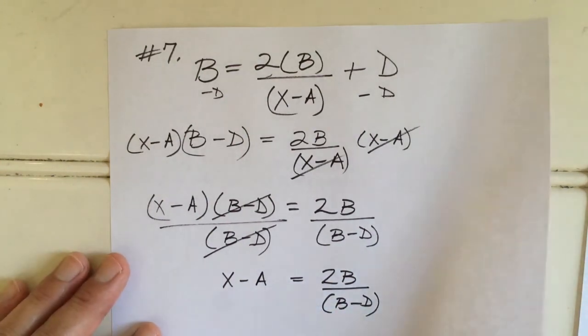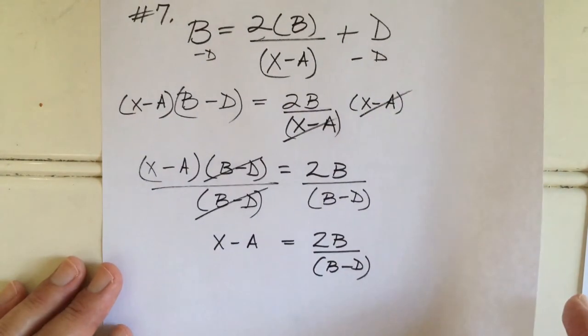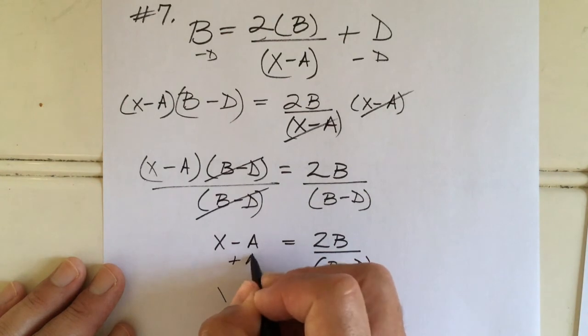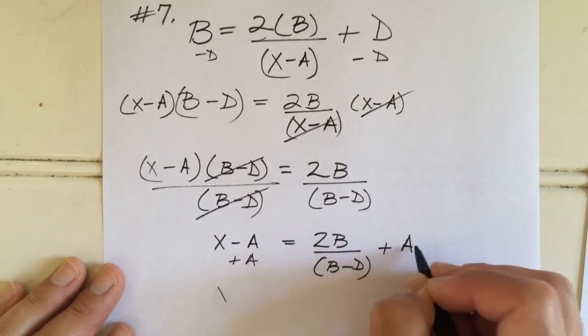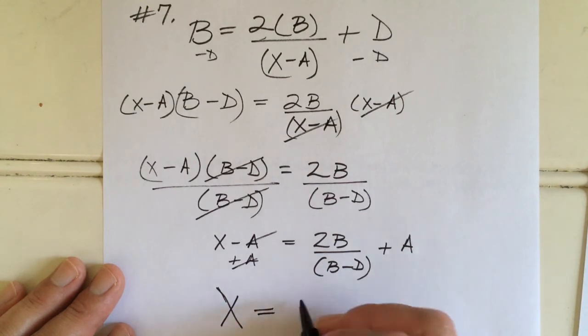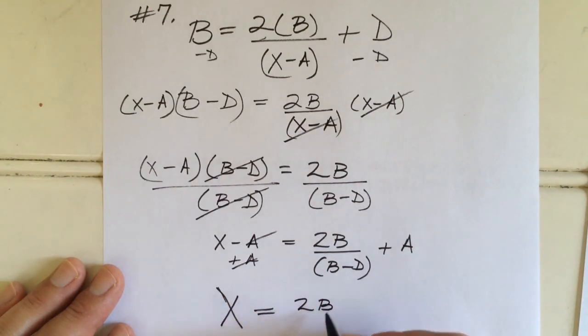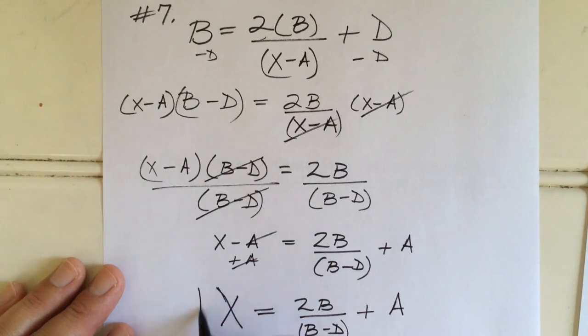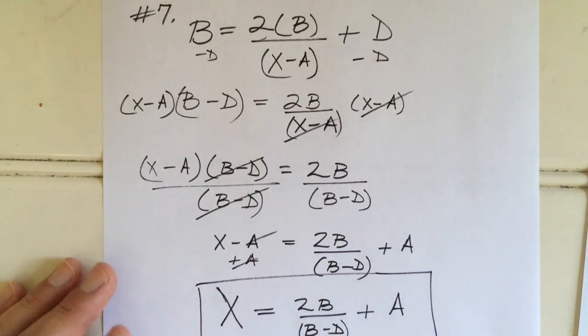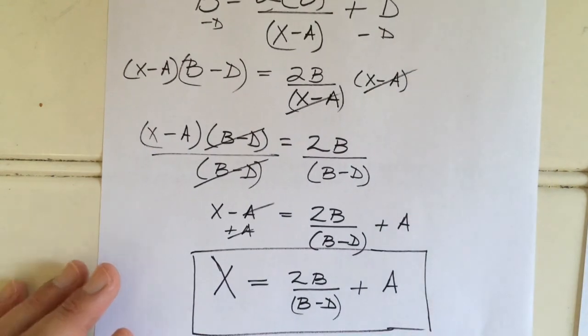And then we can go ahead and add a to both sides, right? Show my work. So we're saying x then is equal to 2b over b minus d. I'll go ahead and put the parenthesis around it, plus a. All right, good deal.